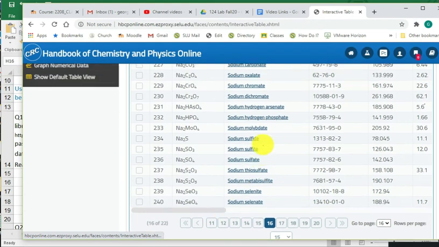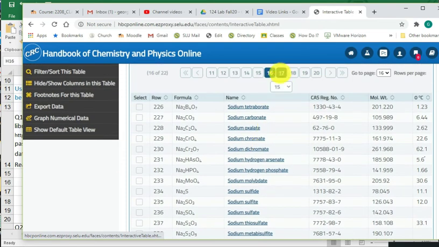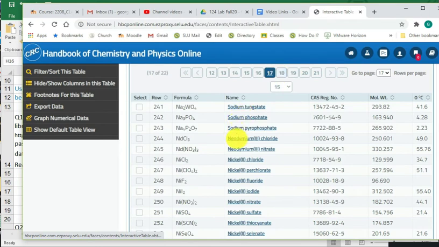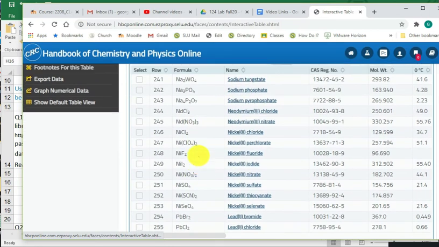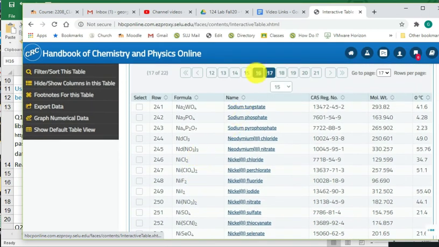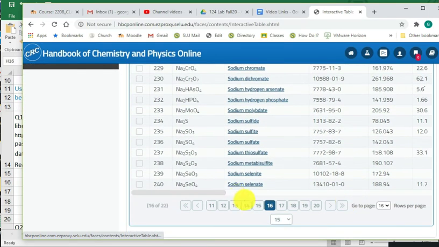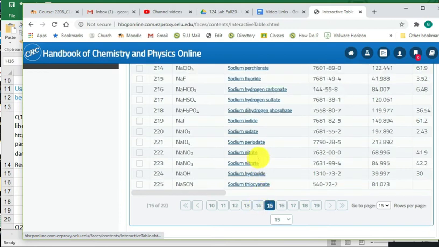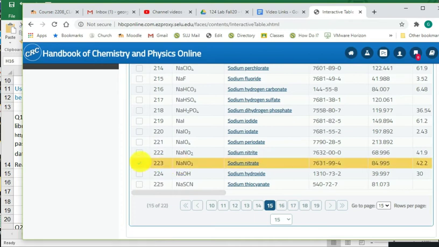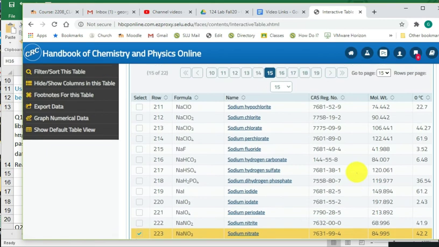NaNO3. I might have picked one that doesn't have one. Oh, here it is, sodium nitrate. It was just at the very beginning. Okay, so notice if I check on this, it'll highlight it, which just makes life a little easier.